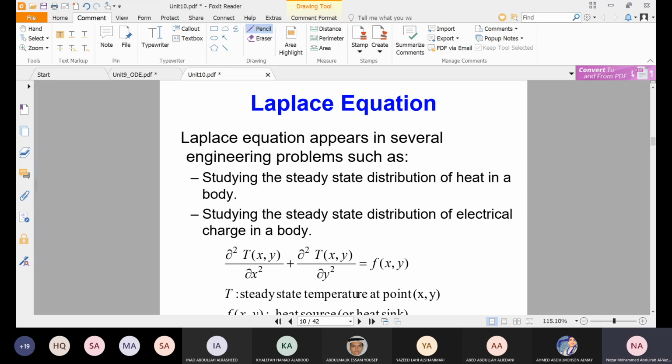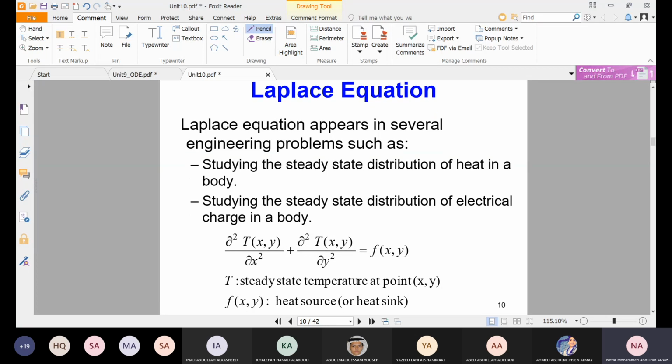So how do we solve these Laplace equations? A Laplace equation appears in several engineering problems, such as studying the steady state distribution of temperature in a body, or studying the steady state distribution of electric charge in a body. These things are represented by the Laplace equation. So this is the general form of Laplace.